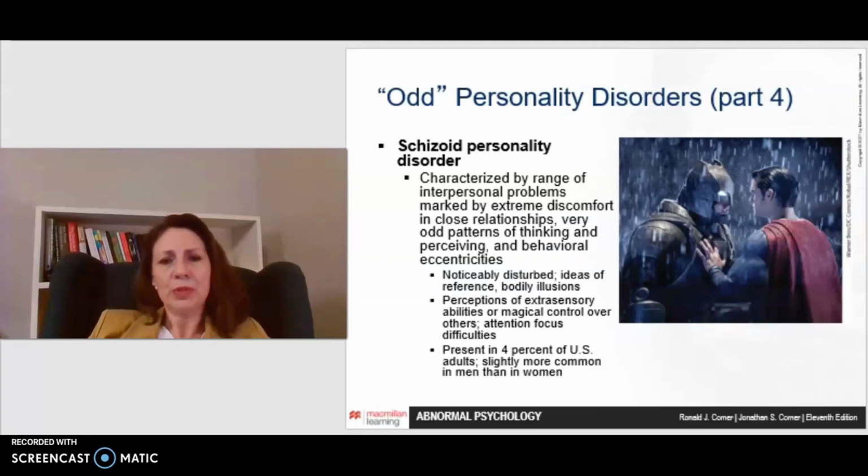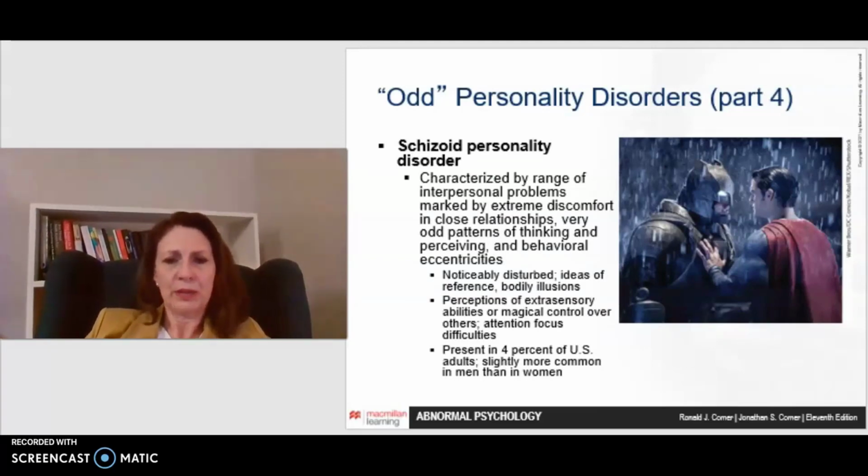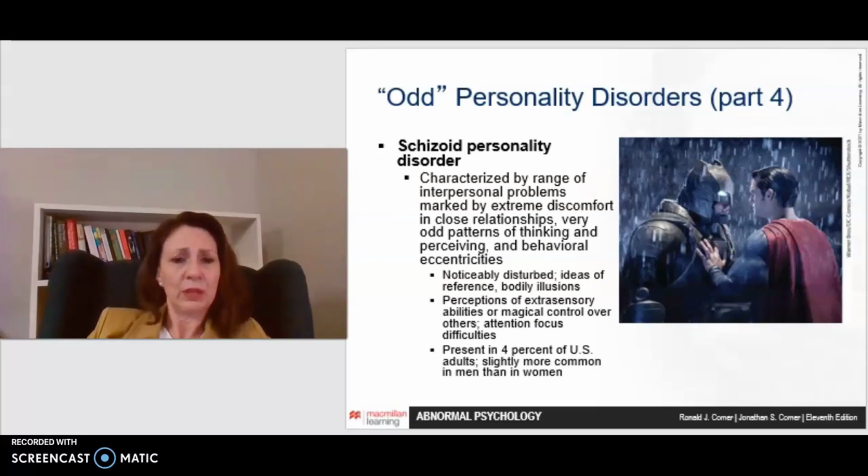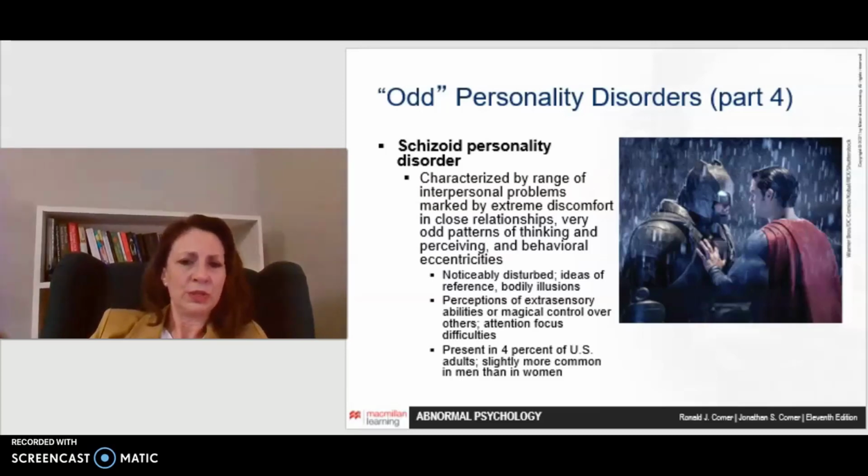The next type of personality disorder is schizoid personality disorder, which is characterized by a range of interpersonal problems marked by extreme discomfort in close relationships, very odd patterns of thinking and perceiving, and behavioral eccentricities. These folks are noticeably disturbed. They have ideas of reference, bodily illusions. They have perceptions of extrasensory abilities or magical control over others, and they have attention-focused problems. It's present in 4% of U.S. adults.